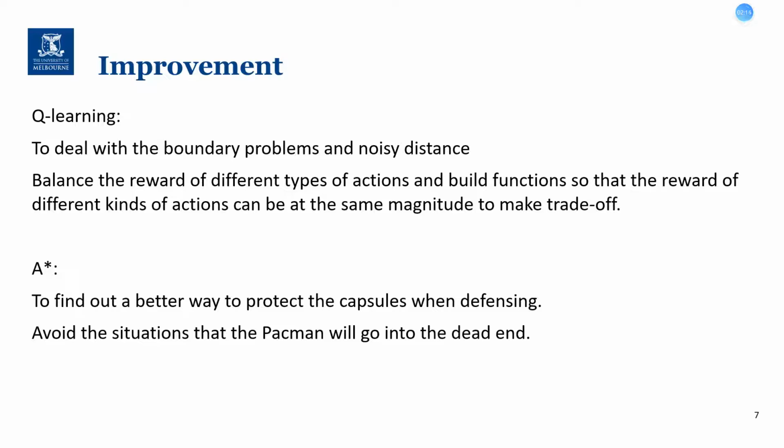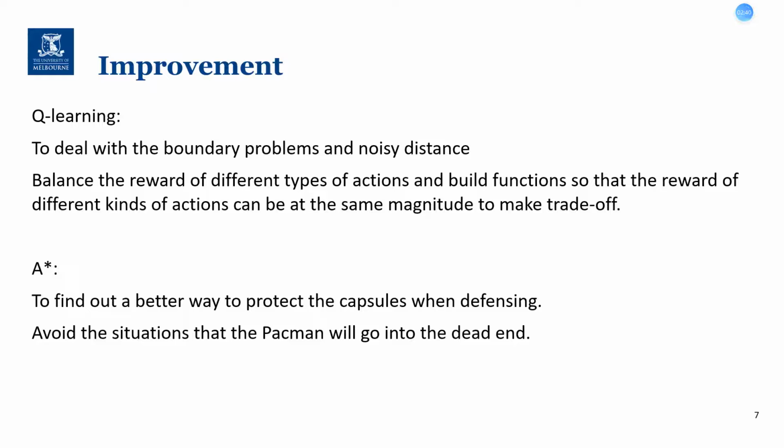In addition, we list some possible improvements for our agents. At first, in Q-learning, it is very difficult to deal with the boundary problems and noisy distance, and we can also find a better balance between the reward weights of every feature. In the second method, we should find a better way to protect the capsules when defending. What's more, we should avoid the situation where the Pac-Man goes into a dead end.